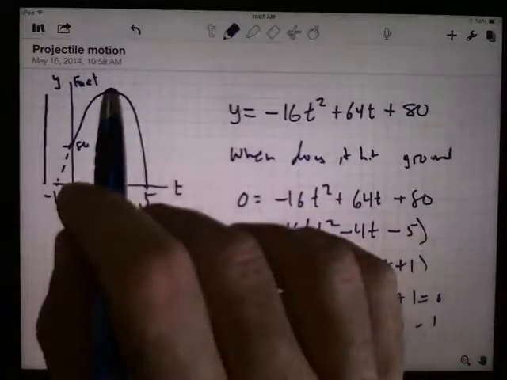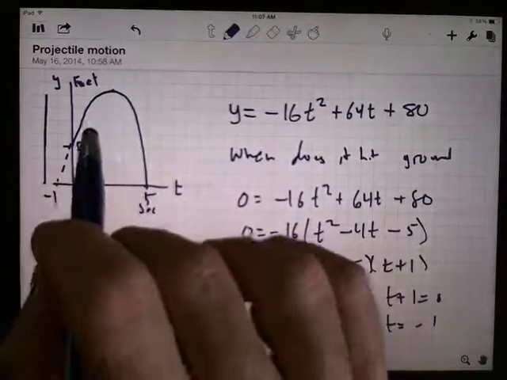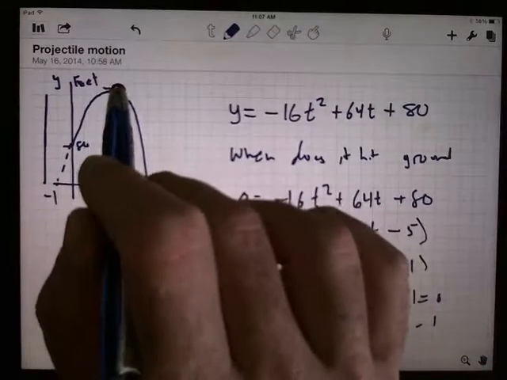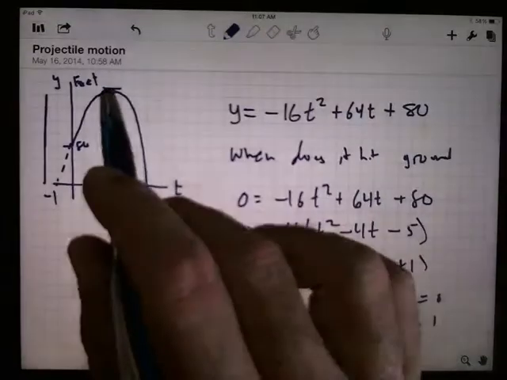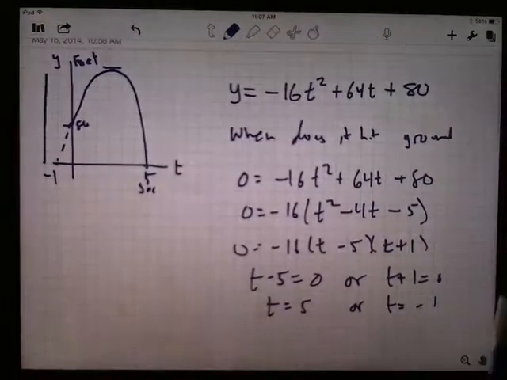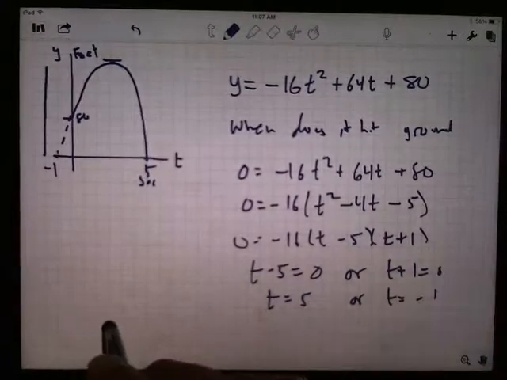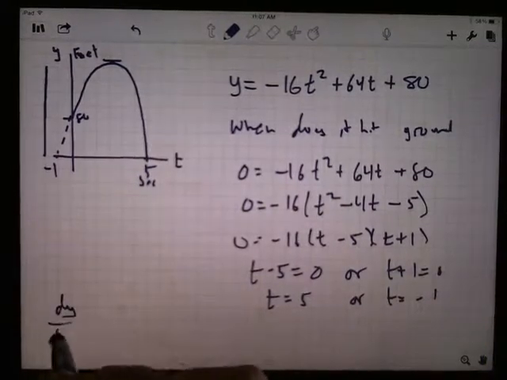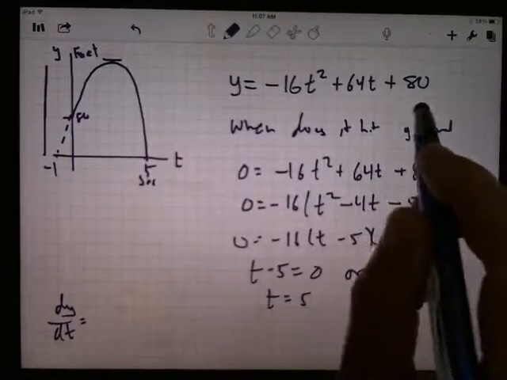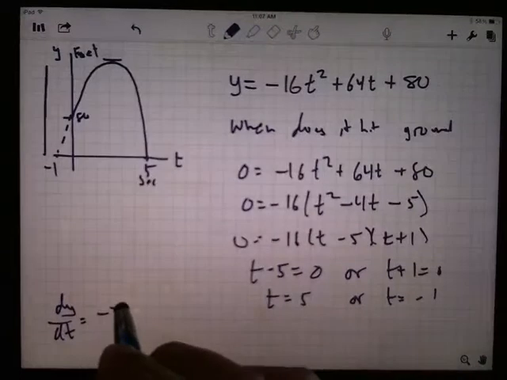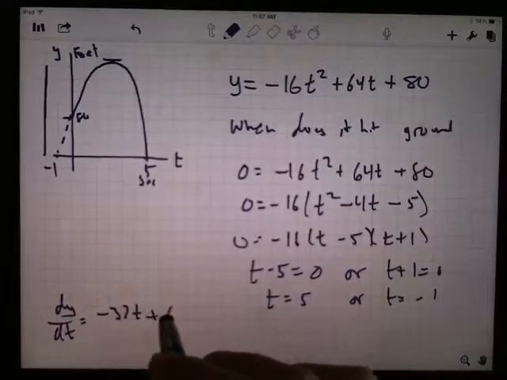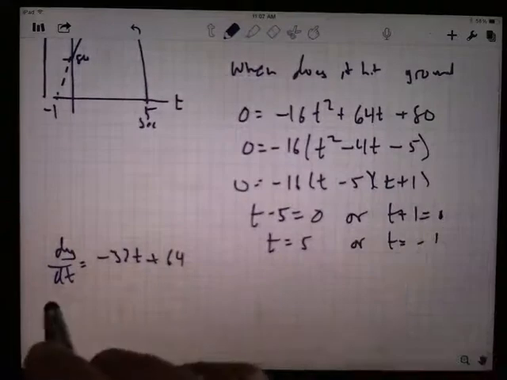In particular, the highest point is the only point on that graph where the tangent line is horizontal. And if the tangent line is horizontal, then the slope, the derivative, is 0 at that point. So finding the highest point is the same as asking, when is the derivative equal to 0? If I look at dy/dt, the derivative of this function with respect to the variable t, this is negative 32t plus 64.